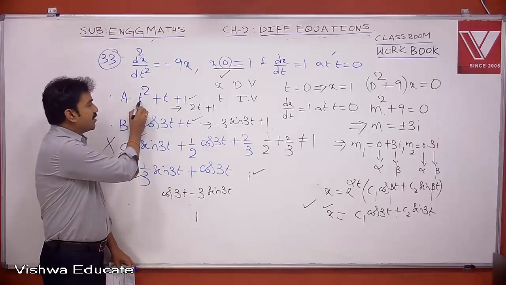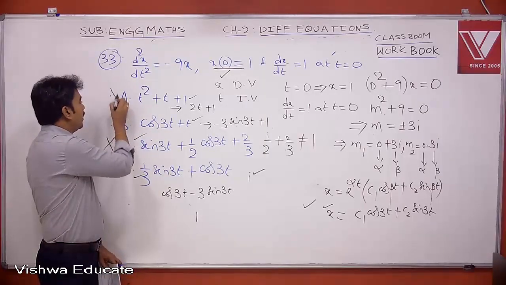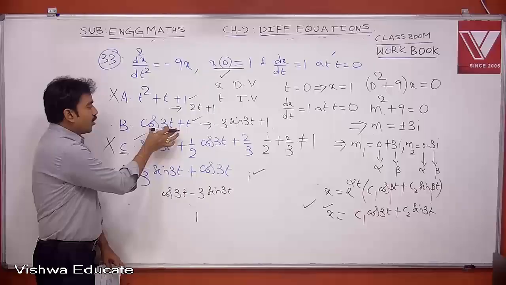But how will you get this t square term? So it is absolutely the wrong answer. Now look at option B.